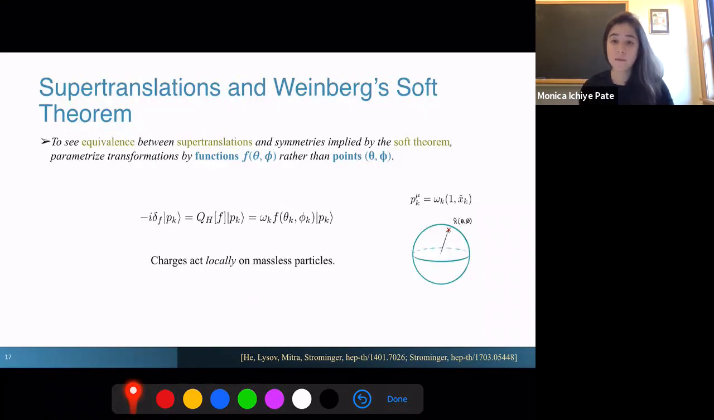Now, in order to see why this set of infinite dimensional symmetries are equivalent to the supertranslations, it's helpful to parameterize the symmetry by an arbitrary function rather than points on the sphere. And upon doing so, we find that the eigenvalue of a massless single particle state under the action of the hard charge is now given by the energy of that particle multiplied by the function evaluated at the point on the sphere towards which this massless particle is propagating. So in other words, we find that the hard charges parameterized by functions act locally on massless particles, meaning again that their action only depends on the value of the function at the point on the sphere associated to the direction of the particle on which they act.